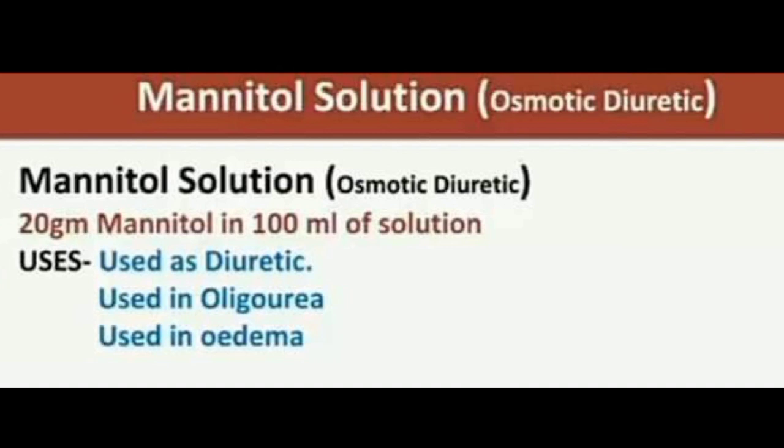The last one is the mannitol solution. The mannitol solution is also called the osmotic diuretic, and it consists of 20 gram of the mannitol in each 100 ml of the solution. It is also used as a diuretic, also used in oliguria, and it is also used in edema.